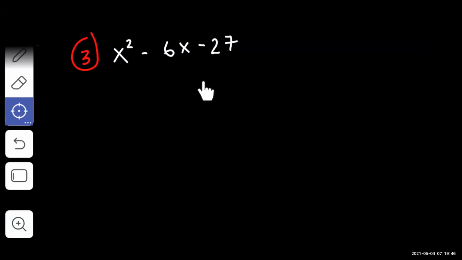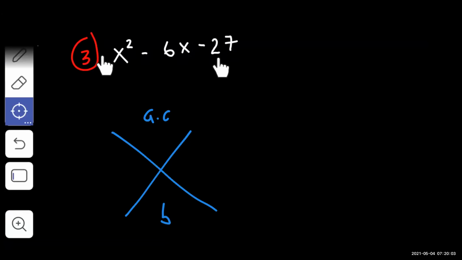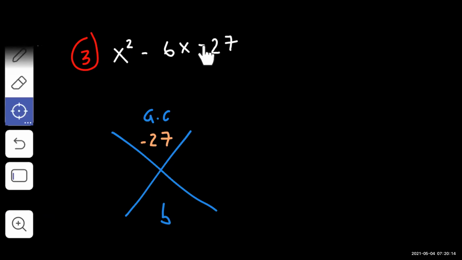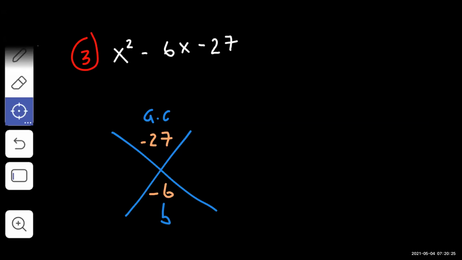Again, can we use the big X method? Just look at this. If this is 1, go ahead. Okay, this is 1, so we can do it. Let's make the big X method right here. A times C, B. Can someone tell me what is the value for A times C? 1 times negative 27. Negative 27. Be careful with the sign, guys. Positive 1 and negative 27 is negative 27. Now B. What is B equal to? Negative 6. That's right. Okay, negative 27 and negative 6.